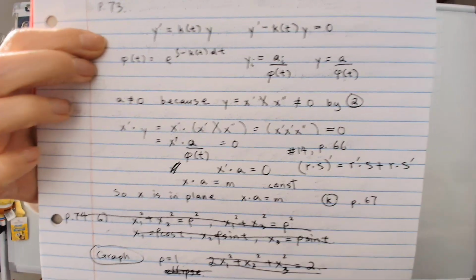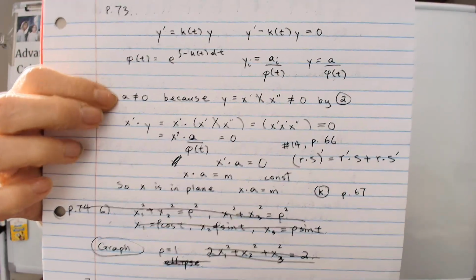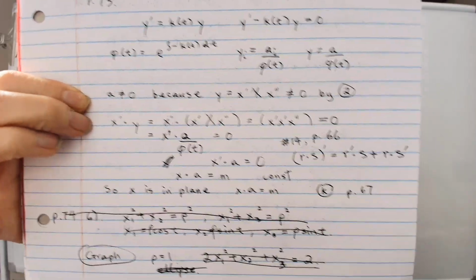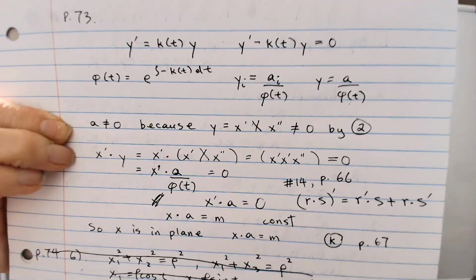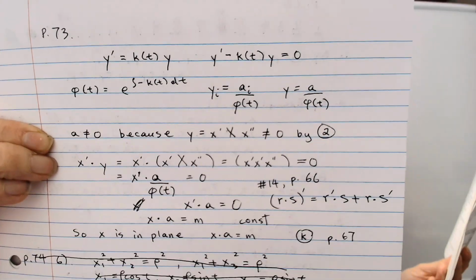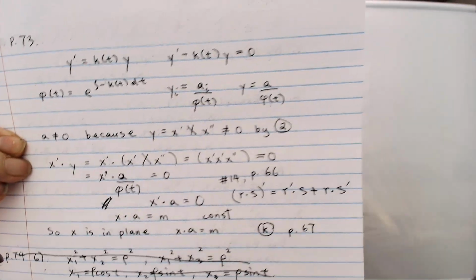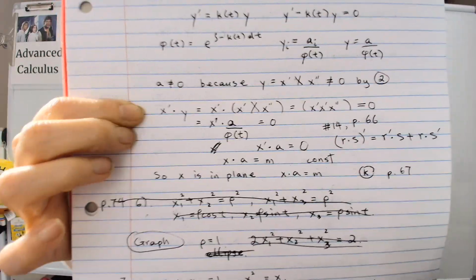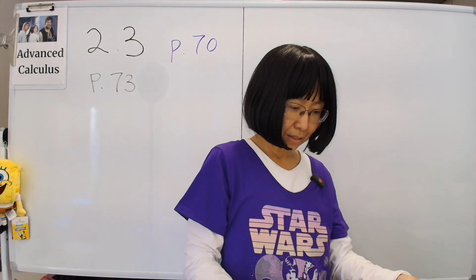Next thing we need to mention is that, so here it is. I have some of the stuff written down, but it's just a repeat of what we did in the previous theorem proof. So A is not 0, because the way y is defined, it is not 0 as given, because x prime cross x double prime is not 0. That's the given in condition 2. Yes, C2 there. That's exactly what it says.